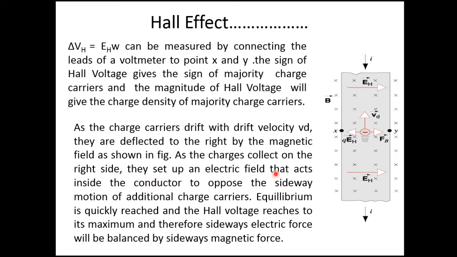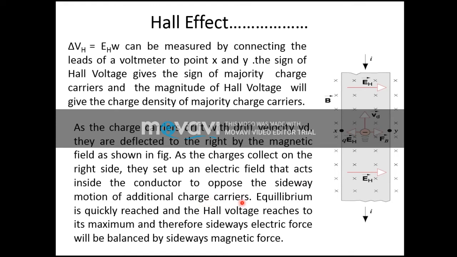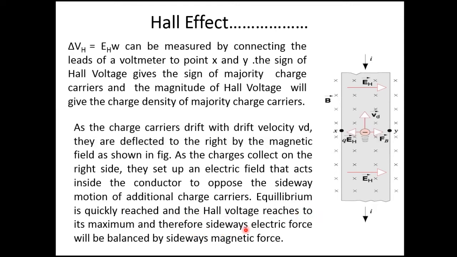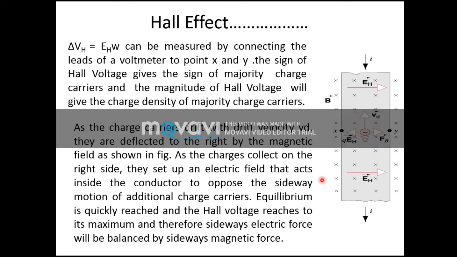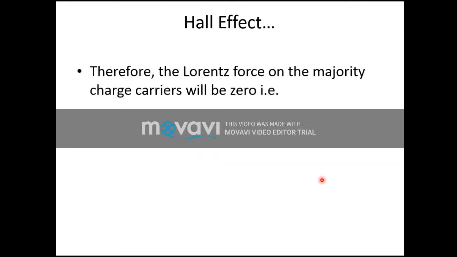Okay, they set up an electric field that acts inside the conductor to oppose the sideway motion of additional charge. So you will see that equilibrium is quickly reached and the whole voltage reaches its maximum, and therefore the sideways electric force, which is qE_H, will be balanced by the sideways magnetic force, which is F_B. मतलब इक्विलिब्रियम की कंडीशन में ये दोनों फोर्स बराबर हो जाएंगे, और जब भी किसी पार्टिकल पे दोनों फोर्स लगते हैं तो उस फोर्स को हम लॉरेंज फोर्स बोलते हैं.